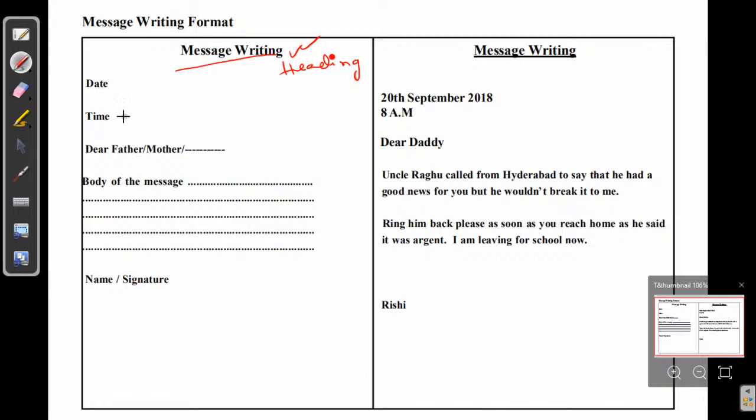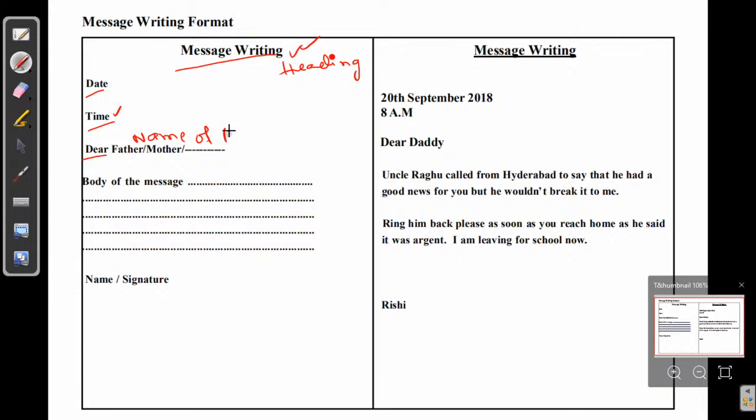And next, time and date. Time and date should be written at the left side of your page. Like we mentioned in a diary entry, we should write a message date and time. And here this is the name of the receiver.